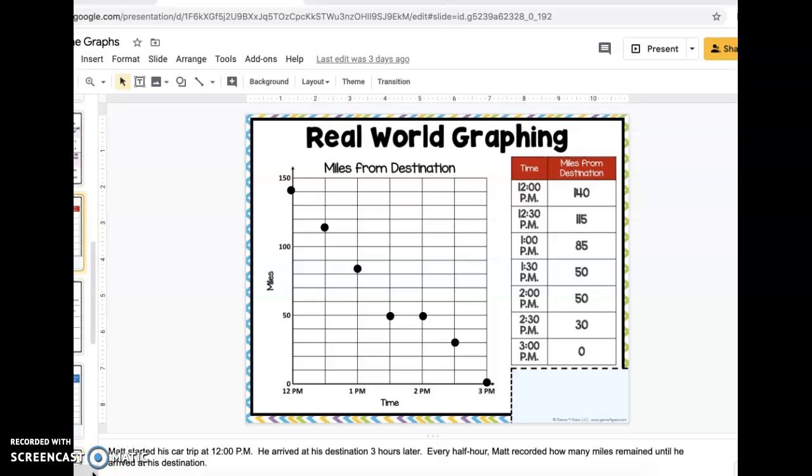Hey everybody, this is going to be the second video. So we have mapped out where the miles were from the destination. Let's use this information for the next slide. So here we go.